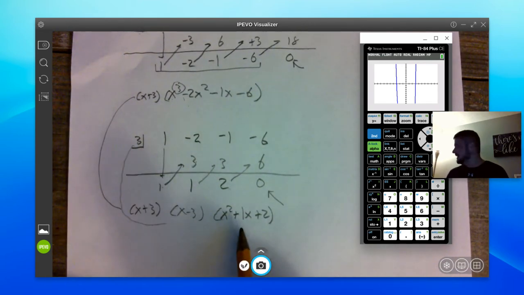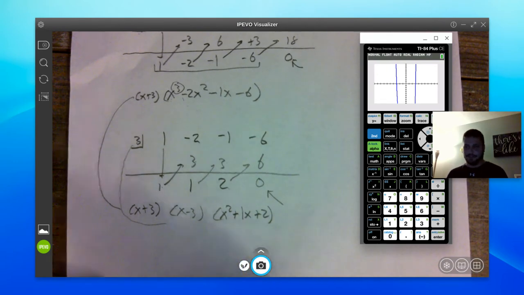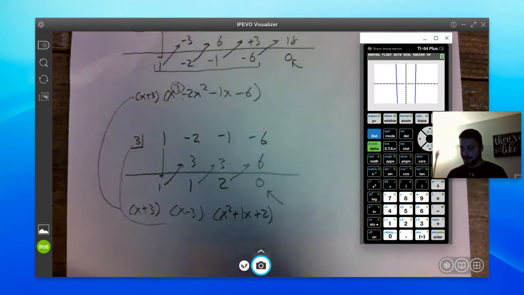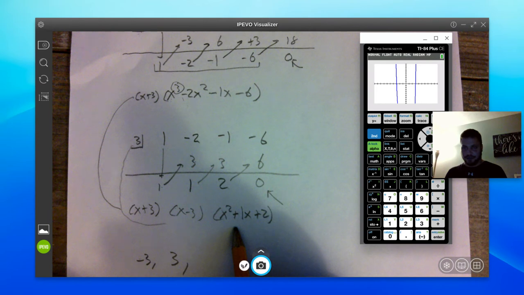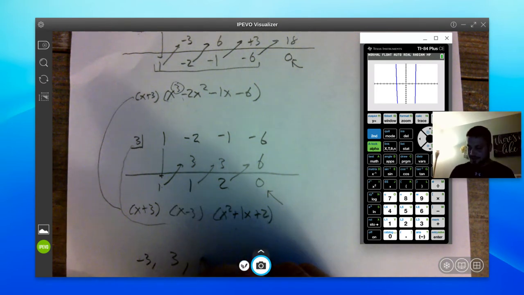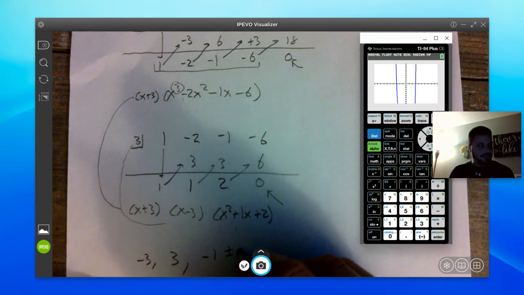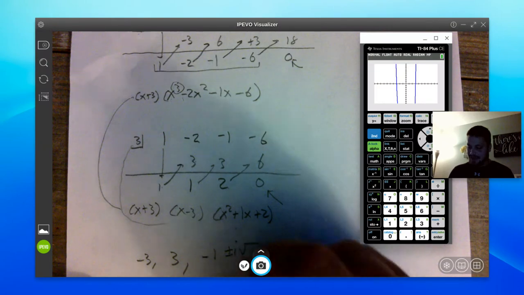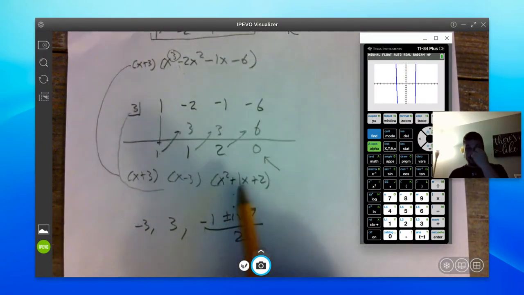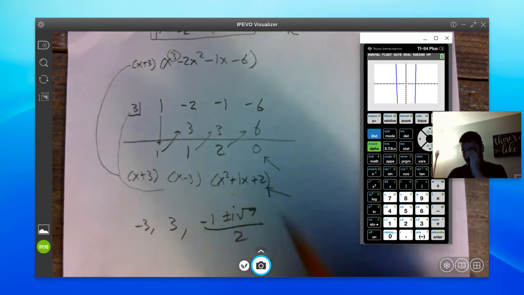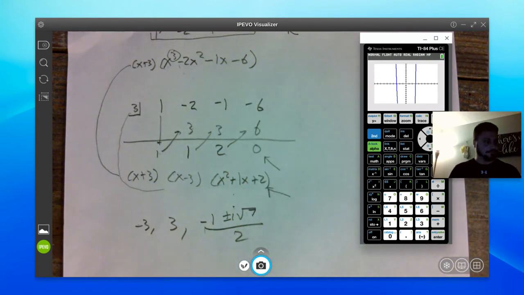Now, this thing is a quadratic. I can type it into John Rick to get my other answers, or I can do the quadratic formula, okay? So from my calculator, I found that my roots are -3 and 3. I type this into John Rick, okay? And it will tell me that the other two answers are -1 plus minus i radical 7 all over 2. Again, I get that by typing this thing right here into John Rick or doing the quadratic formula. Okay.